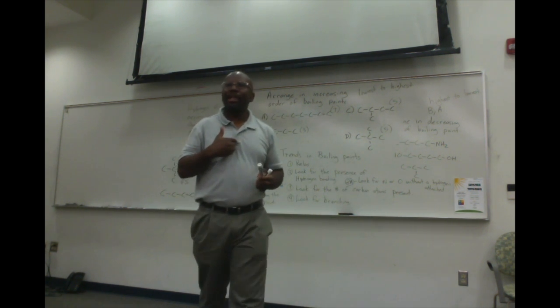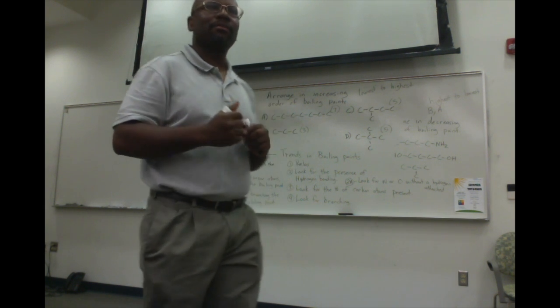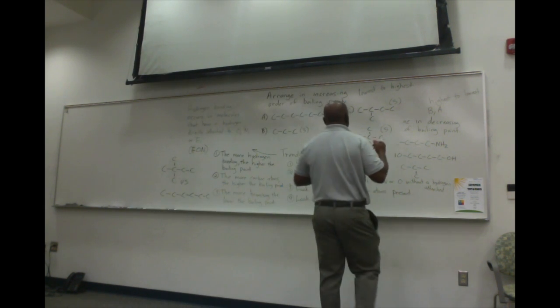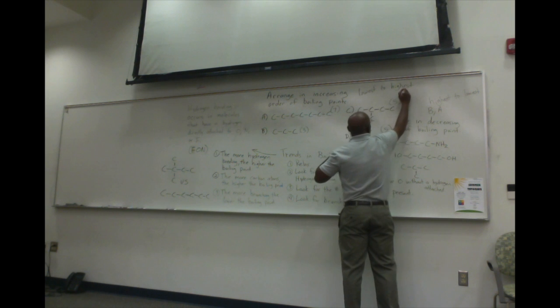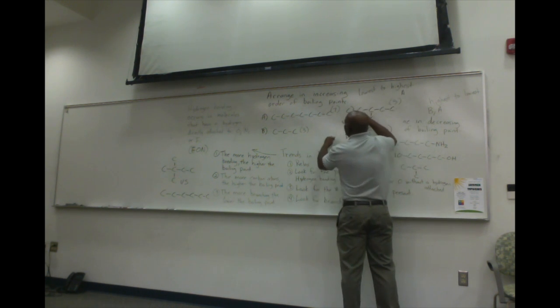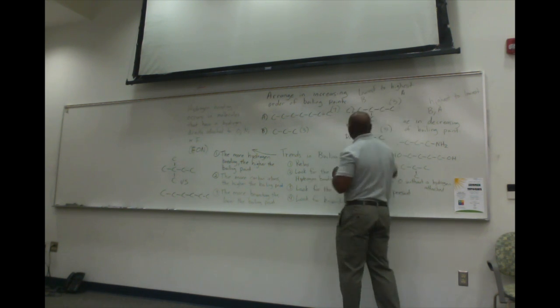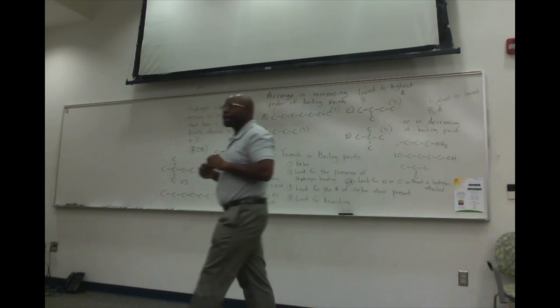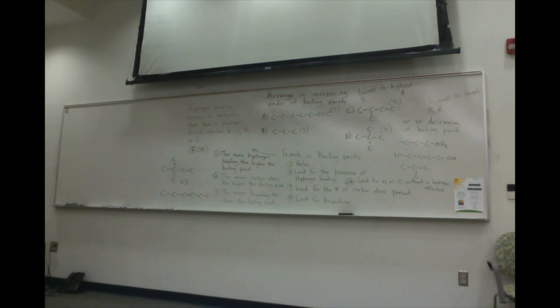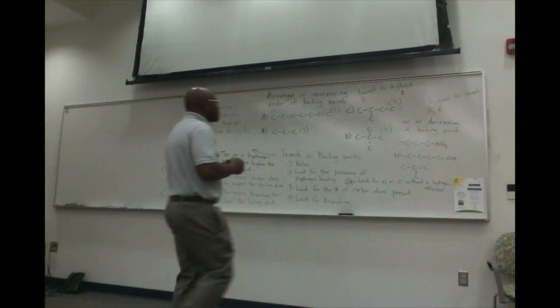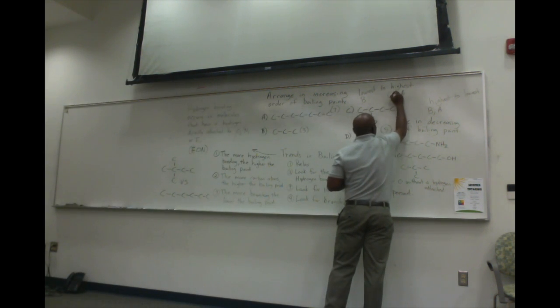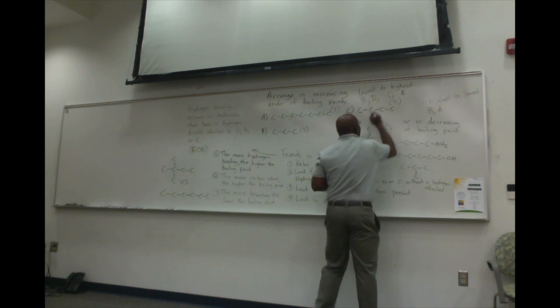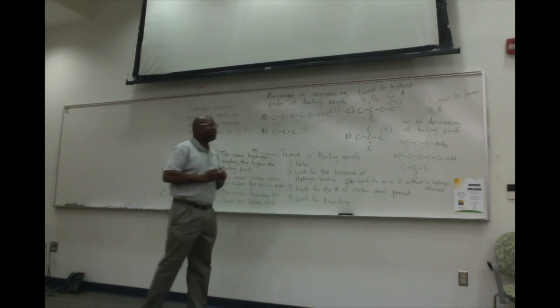5 carbon atoms are going to beat out 3 carbon atoms. So the highest is going to be A, and the lowest will be B. Now the question comes up, between C and D, which one will be the higher? C will be higher. The order will be B, D, C, A.